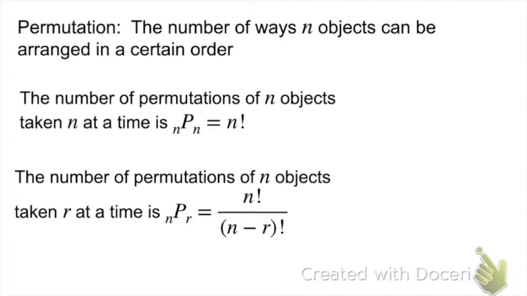Let's say you had those 7 books and you only want to order the first 3 of them. Then we have n objects taken r at a time, nPr. For this you take n factorial divided by (n minus r) factorial. I'll show you some examples of this here on the next slide.